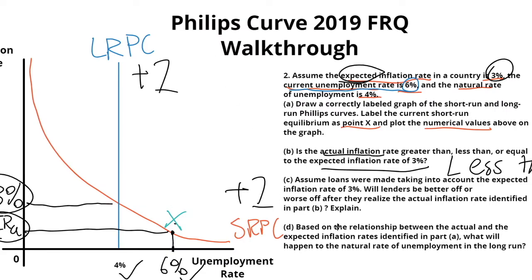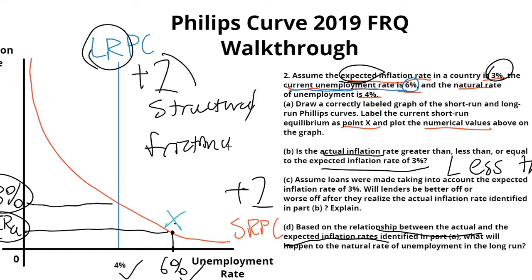So finally we go to part D. Based on the relationship between actual and expected inflation rates identified in part A, what will happen to the natural unemployment rate in the long run? Well, nothing. Remember, LRPC is found from NRU. And, well, LRPC is based on the long run. This relationship between actual and expected inflation rate is really just about the short run equilibrium. But in the long run, natural rate of unemployment will just stay the same. And remember, it'll only change if structural or frictional unemployment have some large change to them. And the question doesn't really mention anything on industries becoming outdated or any of that. You will just write no change.